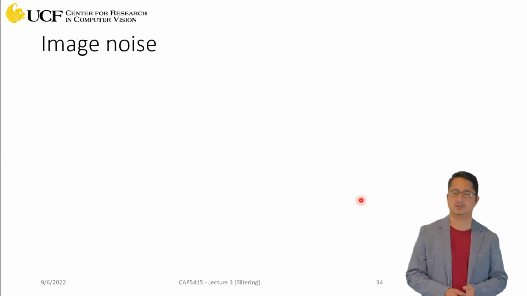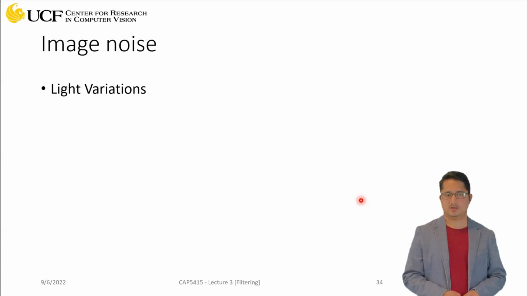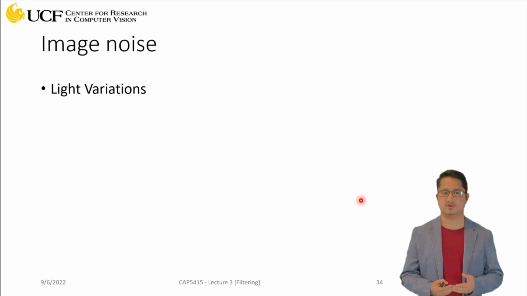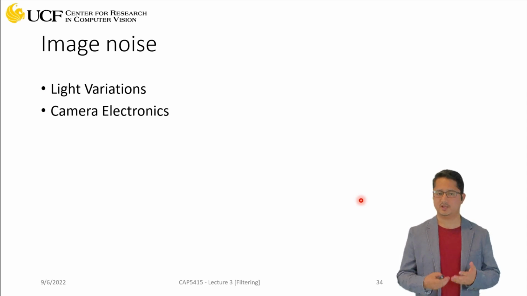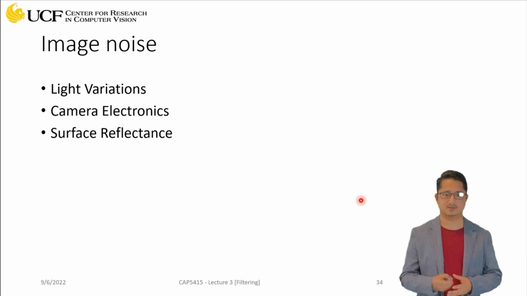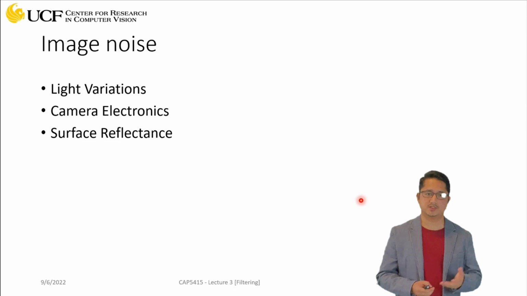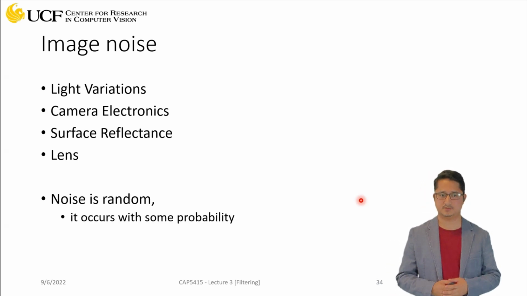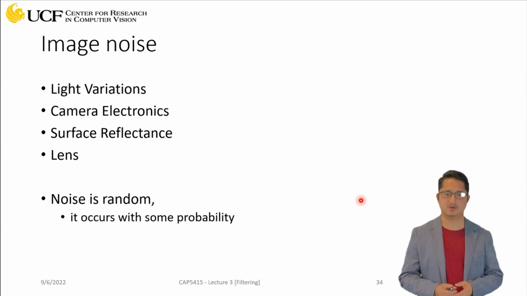Now, let's talk about what image noise is. First of all, before trying to understand what image noise is, why do we see noise in an image? There are a lot of reasons for that. We can have light variations. We can have noise due to camera electronics, how it was captured. There might be some fault in the hardware which is actually used for taking that photograph, right? The sensors or the lens. It could be due to surface reflectance. It's not always uniform. It could be due to the lens. There might be some dirt on your lens, right? Or the hardware itself might not be perfect.